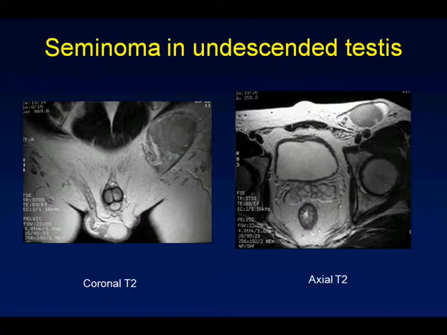Undescended testes can be helpful. As you know, the testes is normally quite bright on T2, so you can use this to identify undescended testes if we can't find it clinically or on ultrasound. This is a case where the left testis is undescended and has a large seminoma sitting in there, coronal plane, and this is the axial plane.